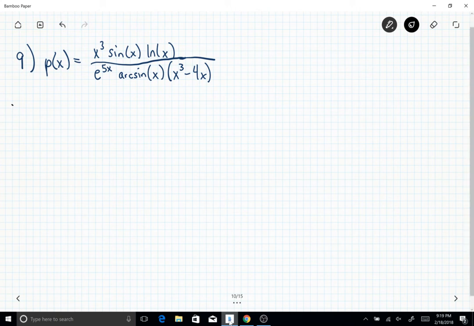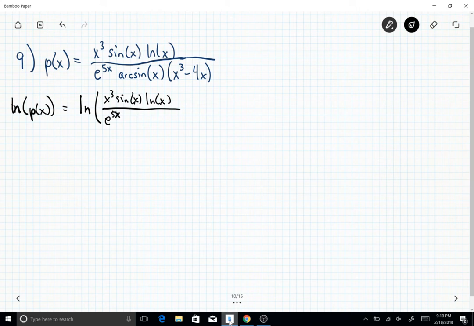First off, we can take a natural log of both sides. So natural log of p of x equals, because essentially this is like a y, natural log of all that junk: x cubed, sine x, natural log x, all over e to the 5x, arc sine of x, x cubed minus 4x, and then we close that thing off.